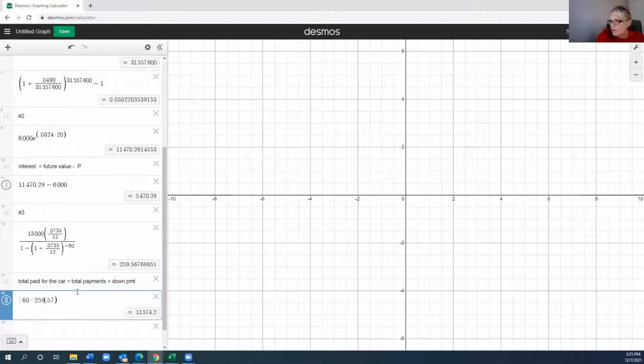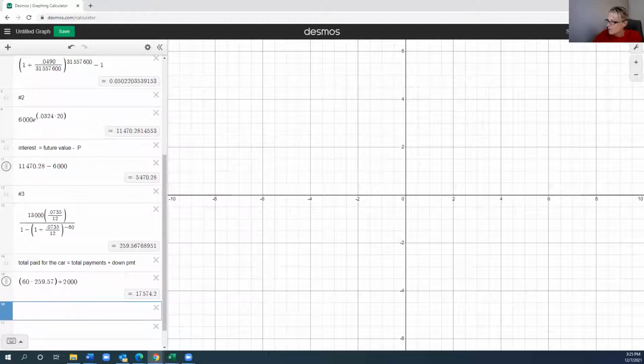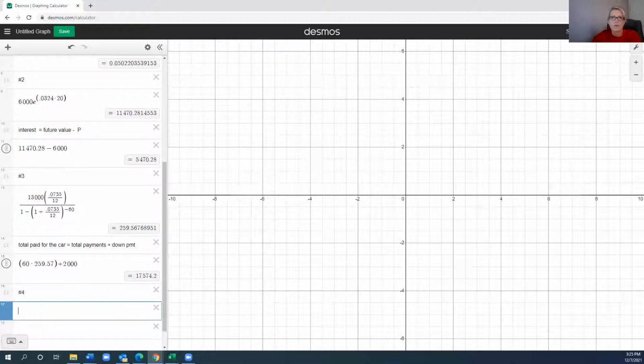And then I'm going to put a parentheses around this. And then we have to add in our down payment because that was part of what we spent, but we put that at the beginning. So it looks like my total paid for the car is $17,574.20. So let's go to question number 4 here on our paper.